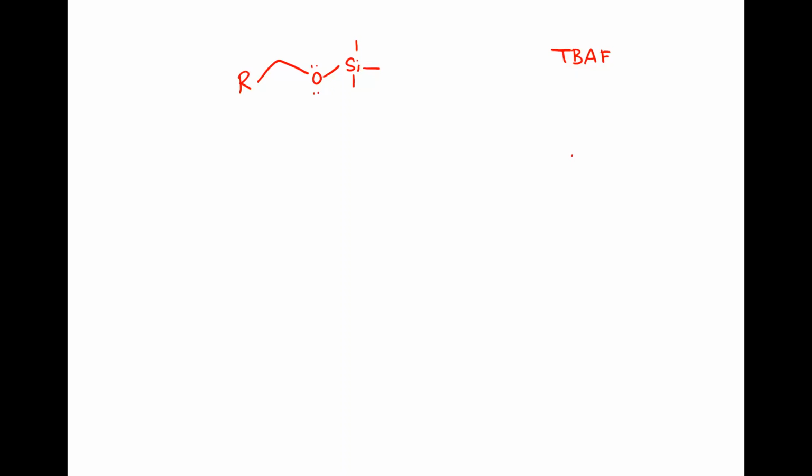Basically it's an ionic compound where the nitrogen has four butyl groups and is positively charged, and there's fluoride as the anion counterpart. And the reason why this is used and not, let's say, sodium fluoride is because of the highly organic nature of the ammonium ion, which helps get the fluoride in solution.